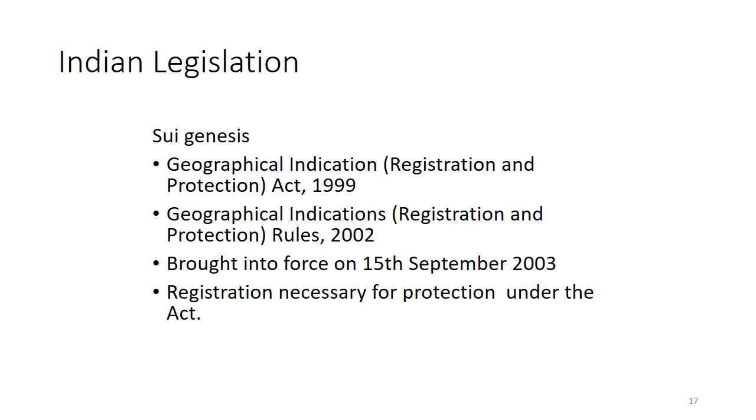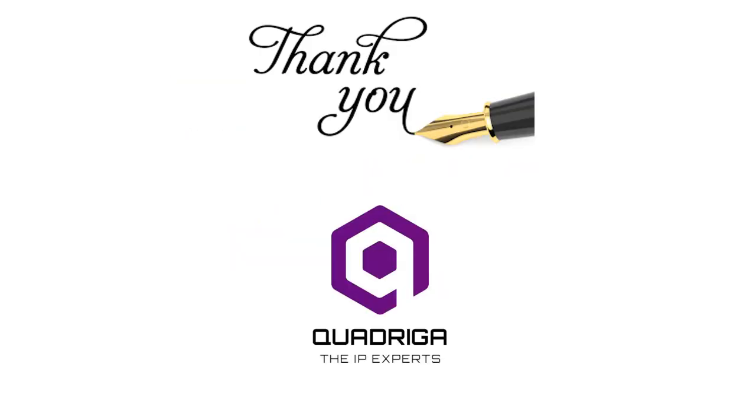Indian legislation: sui generis, that is the Geographical Indications Act 1999, which is the main law for the registration and protection of GIs. The Geographical Indications Rules 2002 are also for registration and protection, and it was brought into force on 15th September 2003. So the registrations will be used for protections under the Act and the Rules. Thank you.